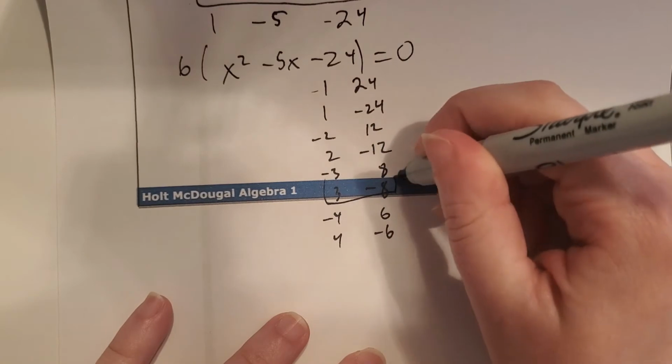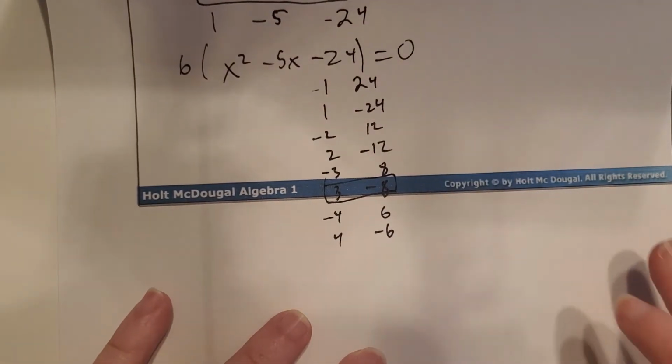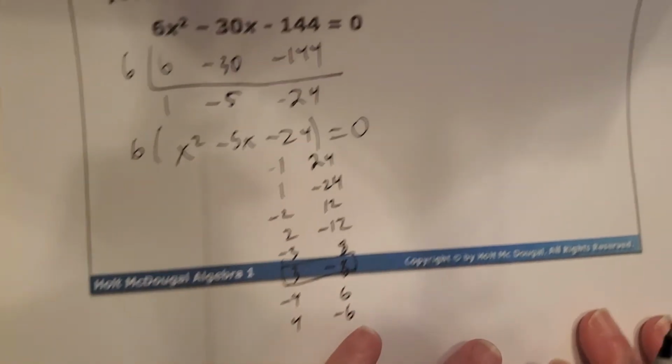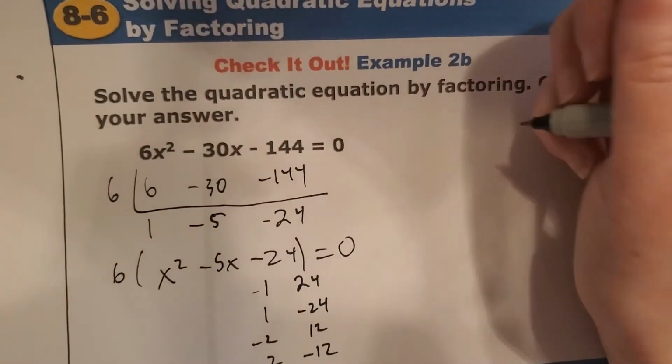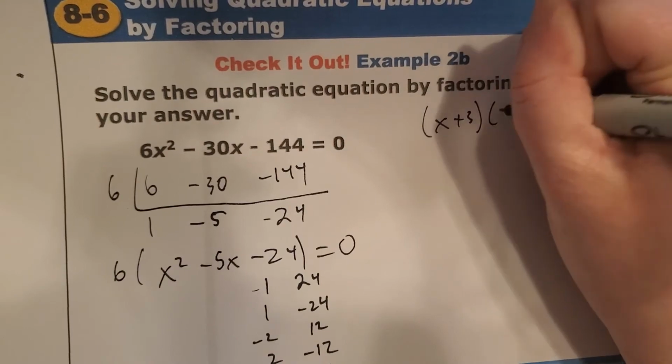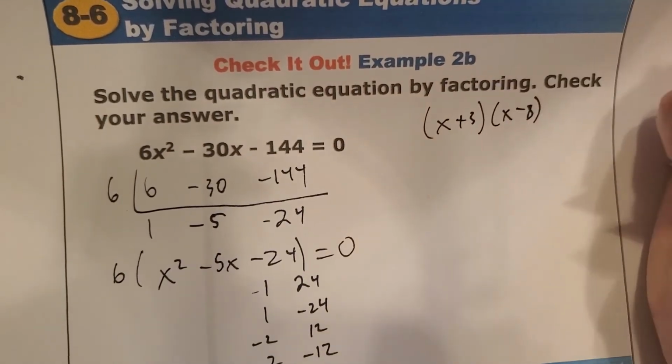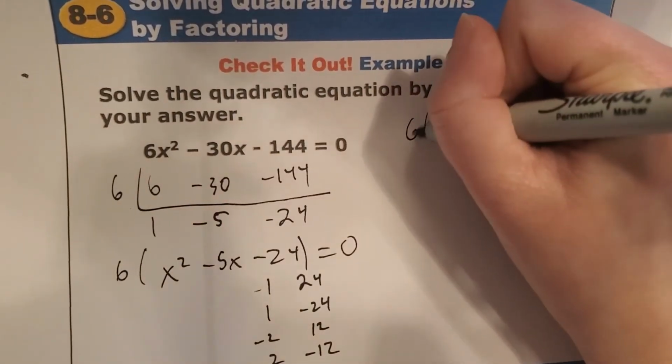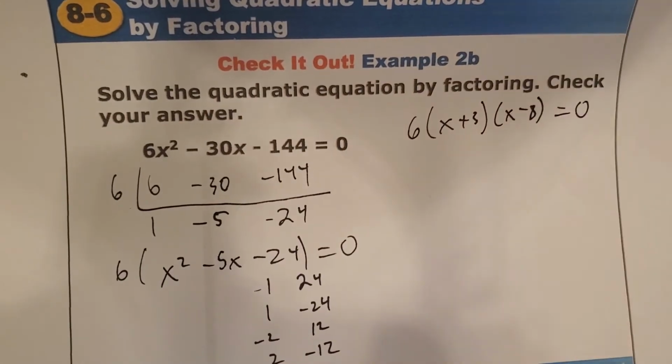Again, I think it's this one that is in blue, 3 and negative 8, because 3 minus 8 is negative 5. So I'm going to just move that up here where this is x plus 3, sorry, and x minus 8. Don't forget about that GCF, and it equals 0.